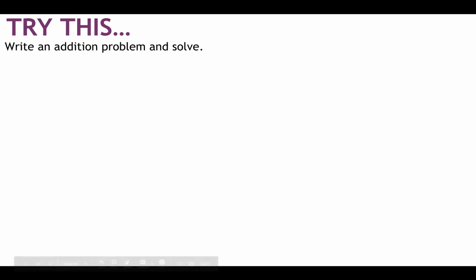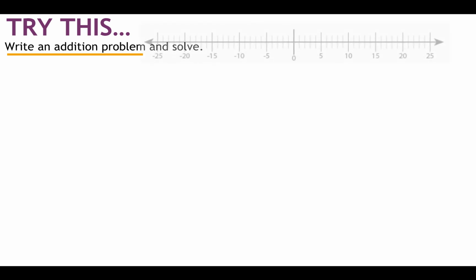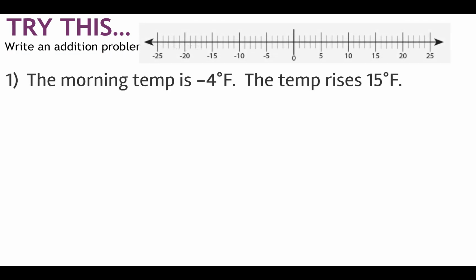We are going to have 5 examples with adding integers. This time we first need to write an addition problem and then solve. Here's a number line to help us. The morning temp is -4 degrees Fahrenheit. The temp rises 15 degrees Fahrenheit. So rises, that tells us that's a positive 15. So I can just say 15. -4, and I'm combining 15 degrees. So it'd be -4 plus 15. I'm at -4 on my number line.